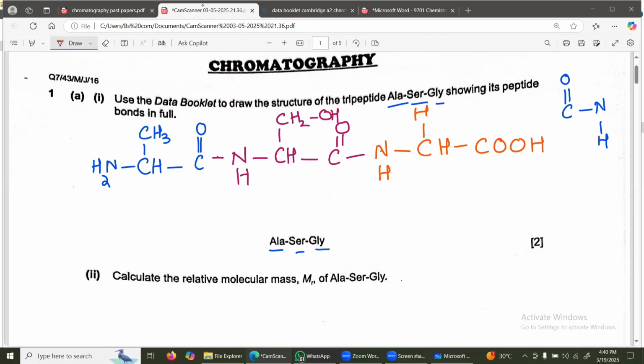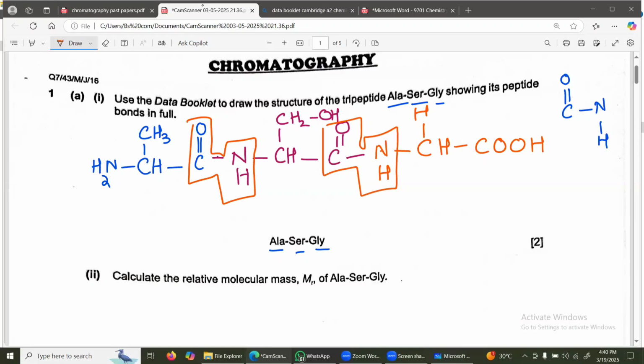Okay, so in the three amino acids there will be two peptide bonds, obviously. So this is one peptide bond over here, and this is another peptide bond over here. Okay, and there are different R groups, and the sequence should be the same, obviously.